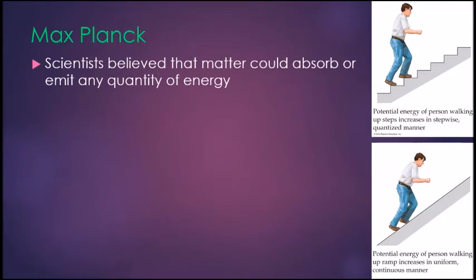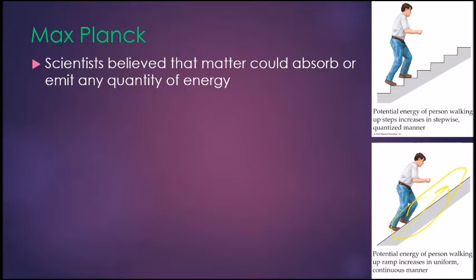Now we're going to talk about Planck. Basically, before Planck came up with his theory, everybody in the scientific community believed that matter could absorb and emit any amount of energy, like it was a gradual thing. Kind of like here, this would be a continuous fashion, just going up the ramp, okay?